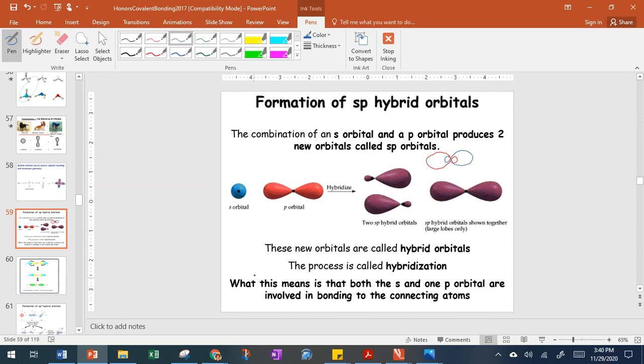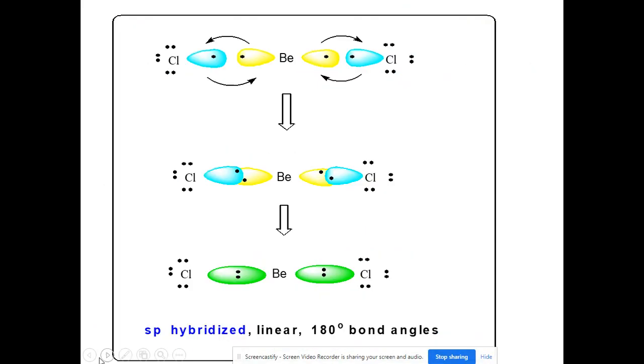Okay, so I want to show you an instance where this occurs in nature. So what we see is that beryllium chloride, if you remember, has a linear shape. And to form this linear shape, it forms sp hybrid orbitals.